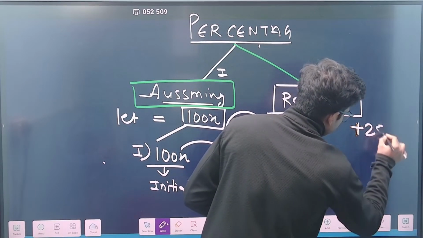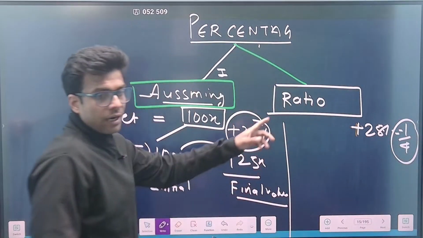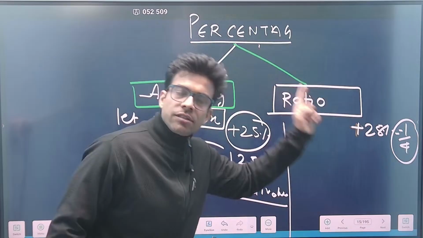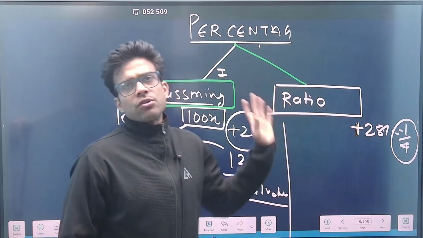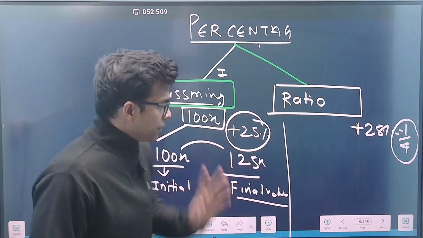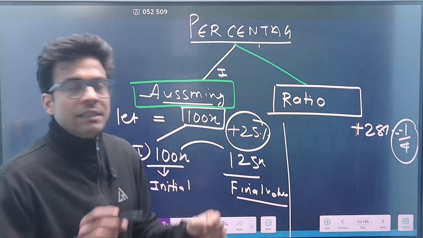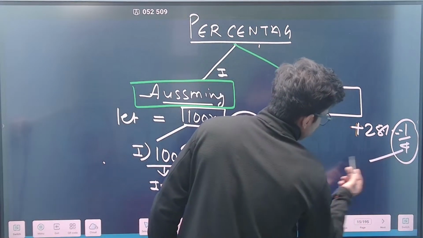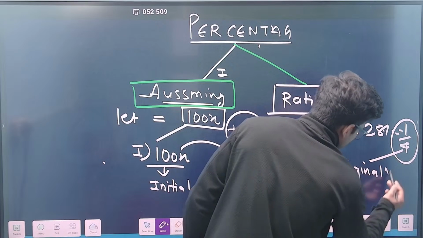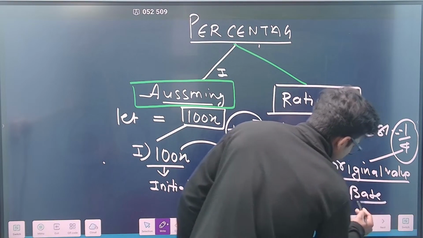25% means 1 by 4. I hope you understood this, 1 by 4. I'll give you the sheet. Mark my words, please go through that sheet. Any of the questions of the banking exam or any other exam would be asked from that sheet only. Now what should you assume? The assumption is that this 4 is your original value, or you can say base. The denominator is the original value, or you can say this is your base. I hope this point makes sense to everyone.